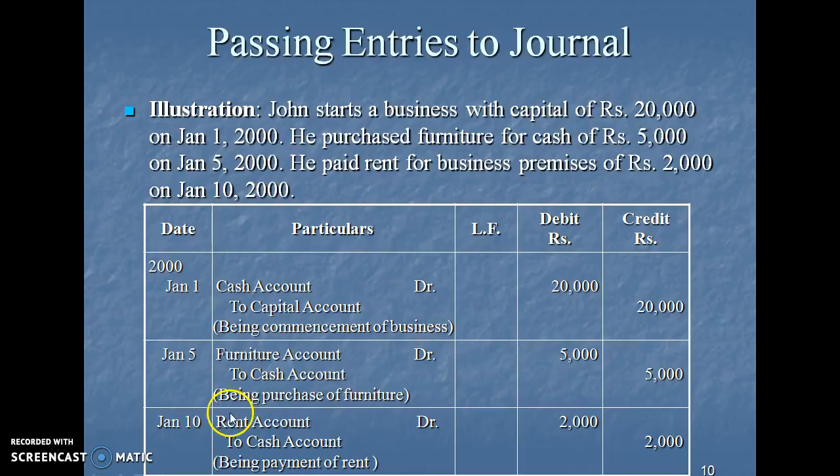Next is the rent account. Rent is a nominal account, that is an expense, so it will be debited with 2,000. We were paying it in cash. Cash is going out, so it will be credited by rupees 2,000. So these three entries are there. With the help of this example, you can do more entries.